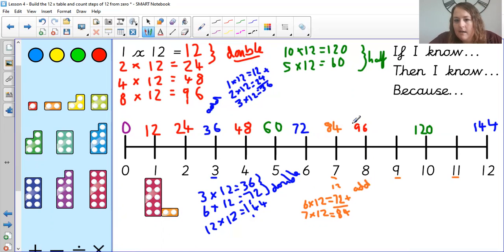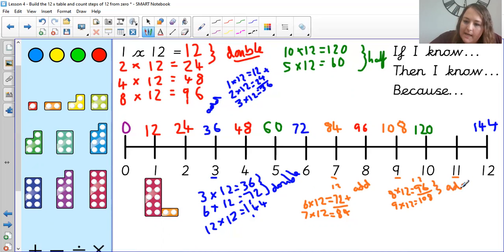If I know 8 times 12 was 96, I know 9 times 12, and I'm going to be able to add that on. So pop another little 12 up here. 2 add 6 is my 8. 1 add 9 is 10. So 108. And finally, oh, again, I can write the word add there. Just making sure I'm explaining how I know each time.